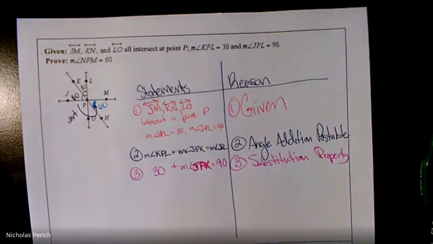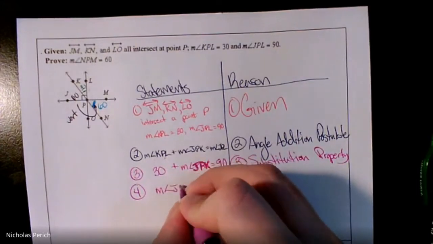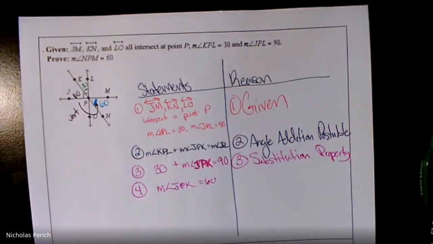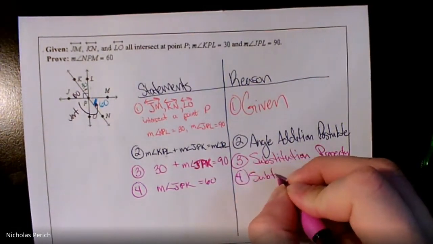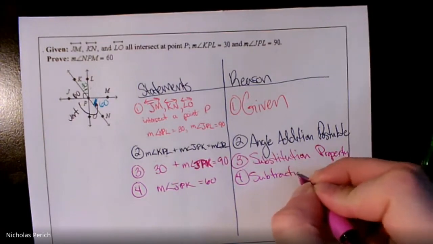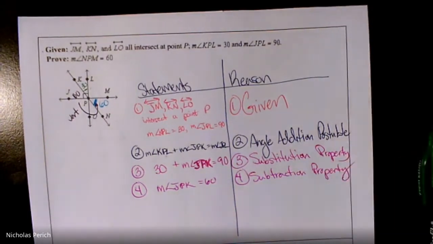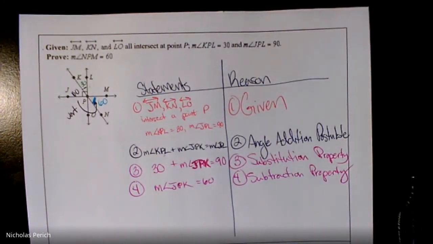If I subtract 30 from both sides, this is what I get. And that's the subtraction property. That says the measure of angle JPK equals 60.